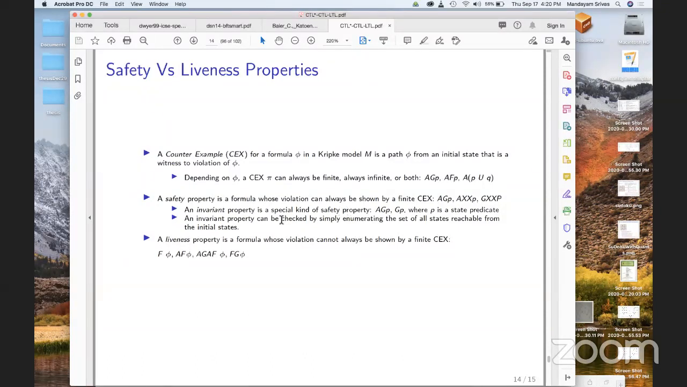So a liveness property, as I've already said, is a formula whose violation cannot always be shown by a finite counterexample. There are various things of this kind: infinitely often, eventually, that something persistently holds, eventually persists, continuously holds. All those things are liveness properties.